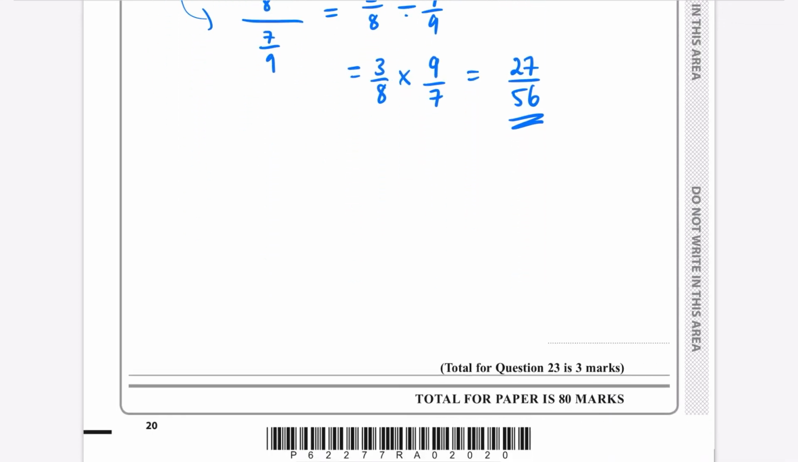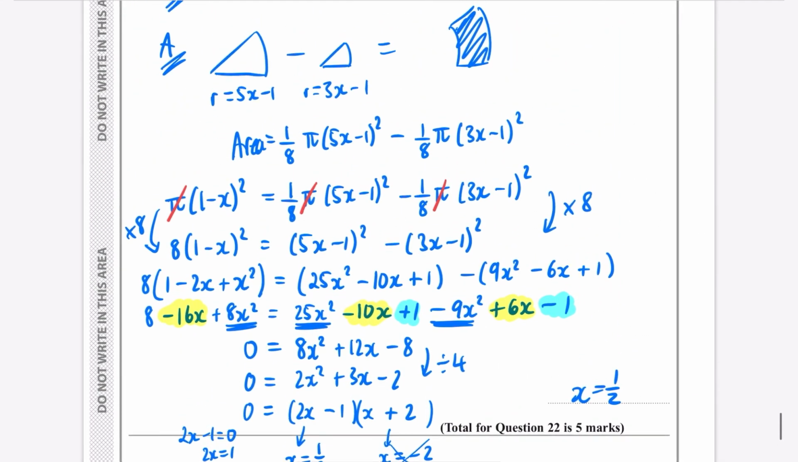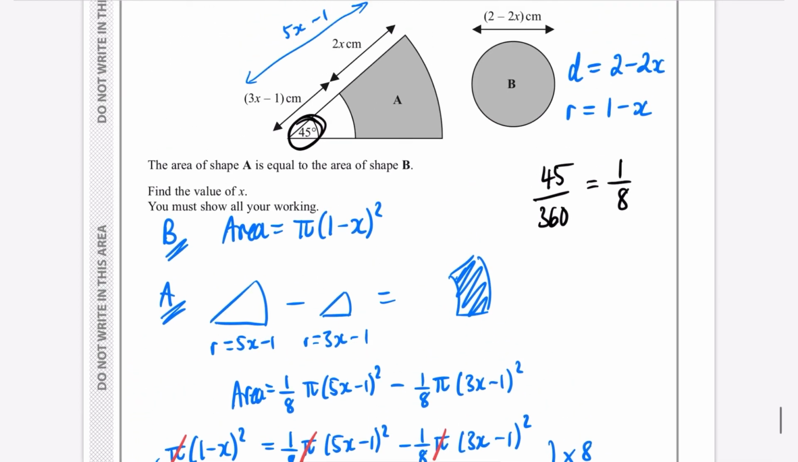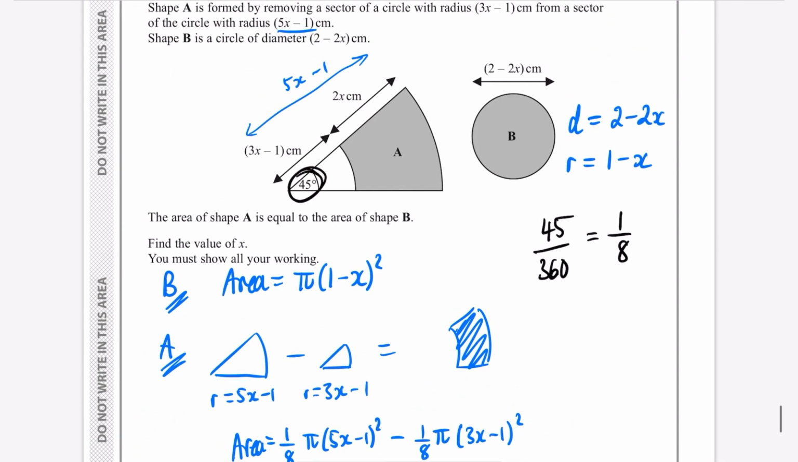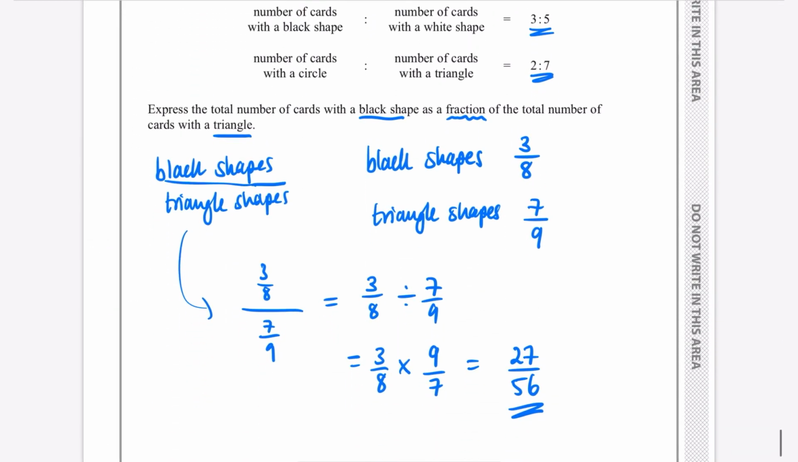So that's the whole paper. I think there were some pretty challenging questions in here. I will try and link some of these where I've done similar kinds of things for full teaching. Like I said at the beginning, this is not going to be me teaching you how to do this. This is just me showing you the answers to these questions so that you can practice them and hopefully get better with them.